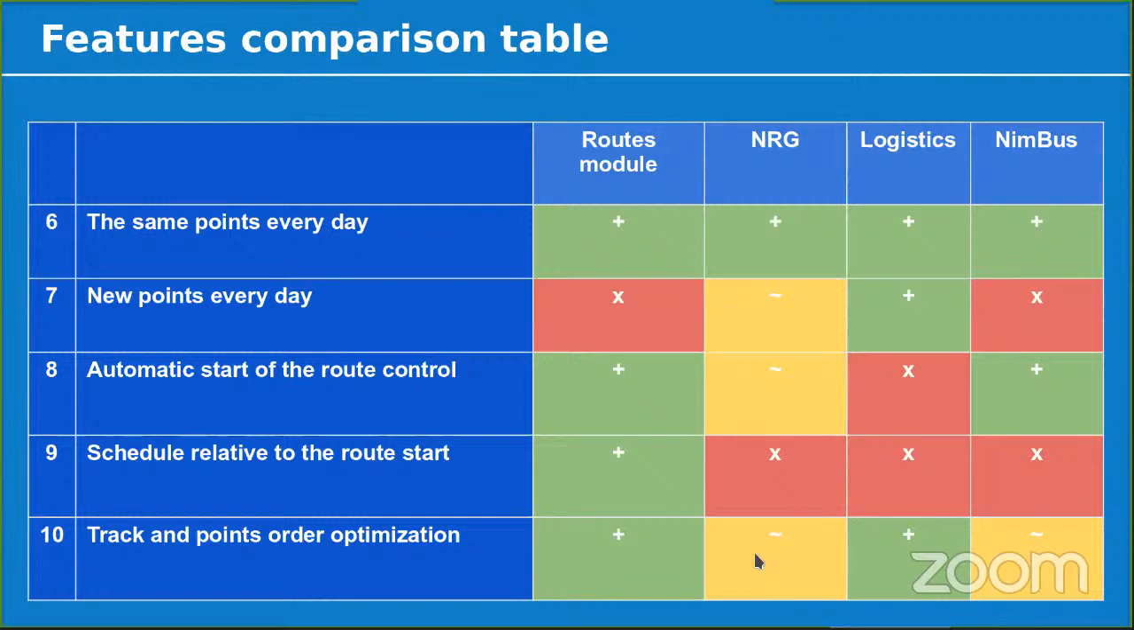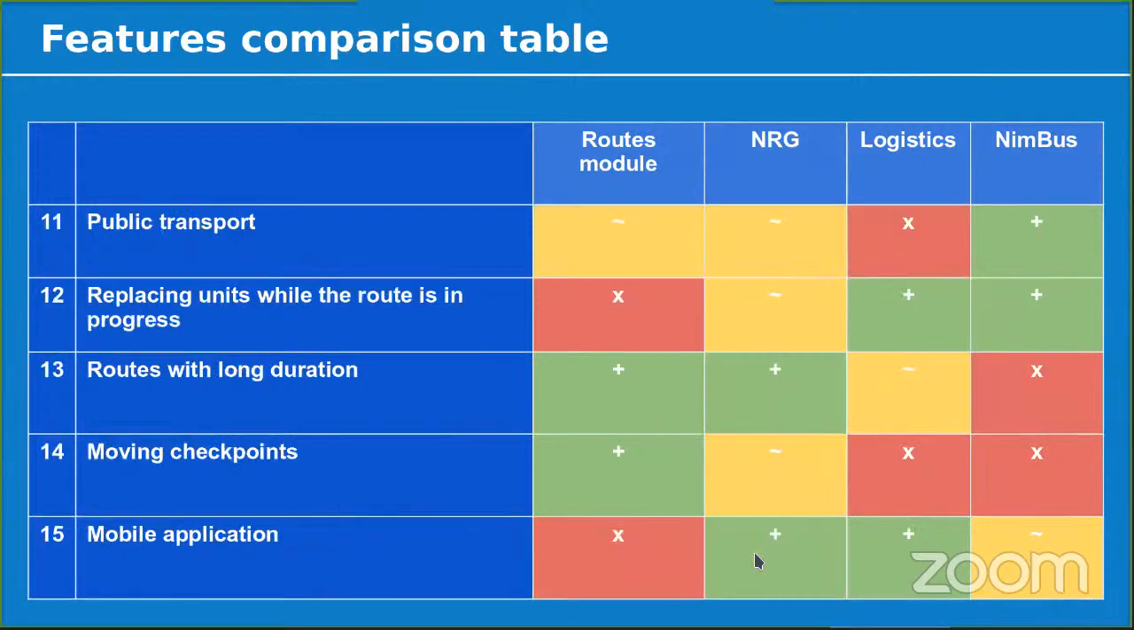And let's switch to the last page, the most specific criteria in the third part of the table. Public transport. Well, as you can see, this criterion was sponsored by Nimbus developers. But at the same time, the routes module and Energy can also be used for public transport. But anyway, I recommend checking Nimbus first. Just look at it. This app is wonderful for public transport.